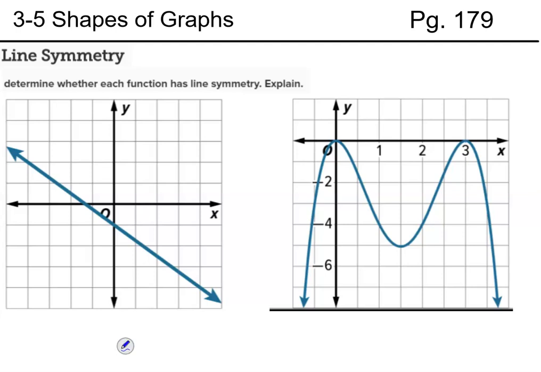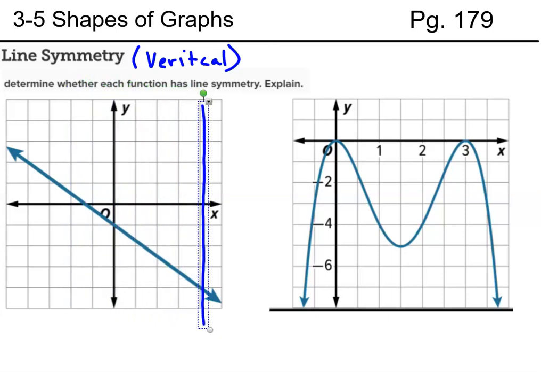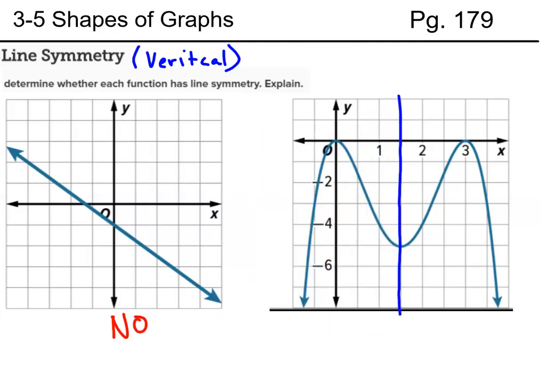Basically, what line symmetry is, if we can write a vertical line that basically folds the graph in half. If you think about having a vertical line of some sort, being able to draw a line to fold it in half, you can see with this linear function here, we don't have any symmetry. But if you come over here and we were to write that line right down 1.5, you can see how that would be folded in half.